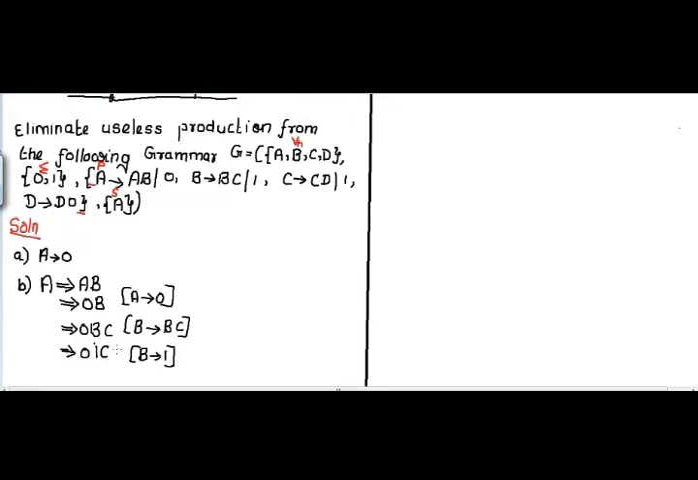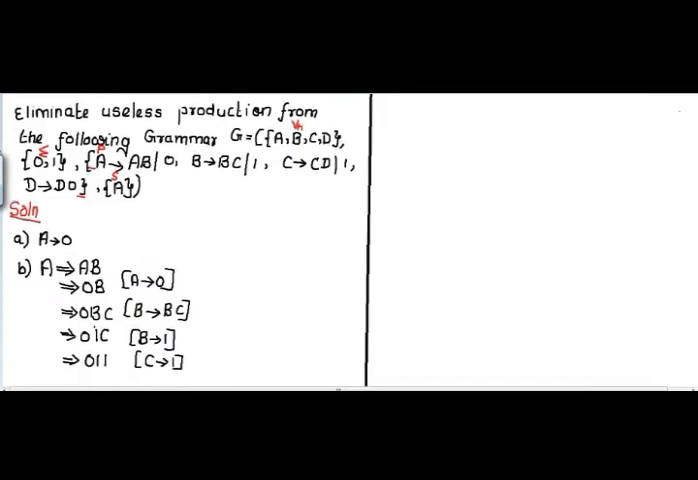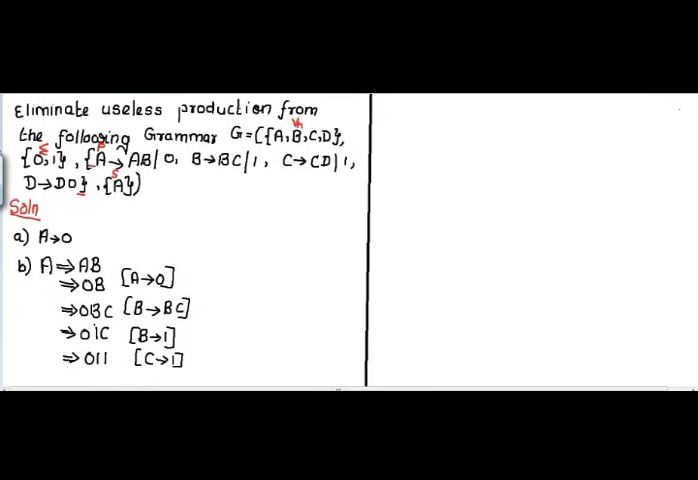Now I have the non-terminal C. Instead of C, I have to substitute the C production. I have two C productions: one is C tends to CD, another one is C tends to 1. I'm going to choose C tends to 1, so instead of C, I am substituting 1. I'll be getting 0, 1, 1. Now I don't have any non-terminal to substitute, so I got the input string.